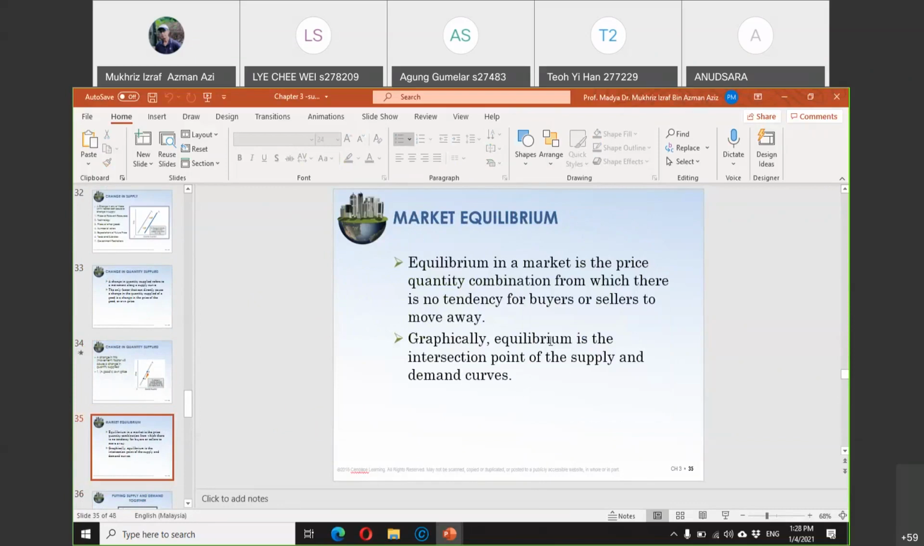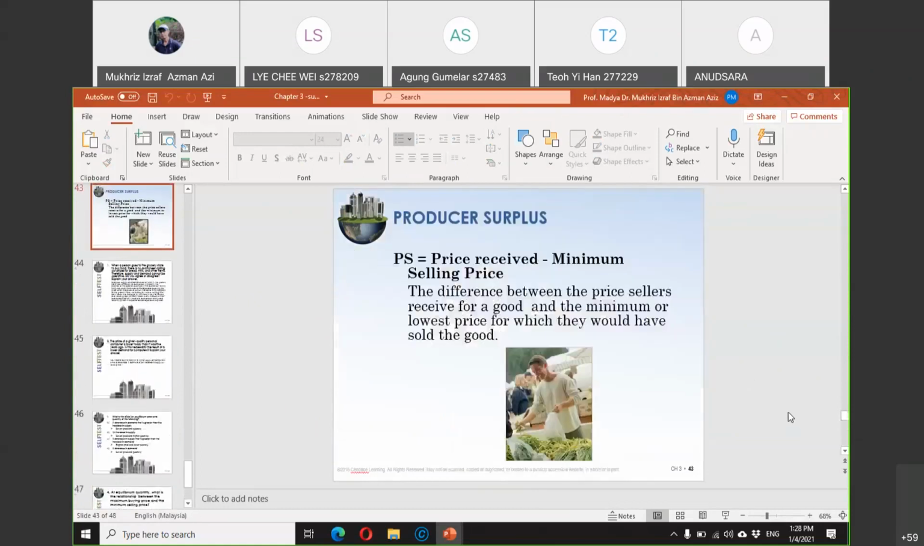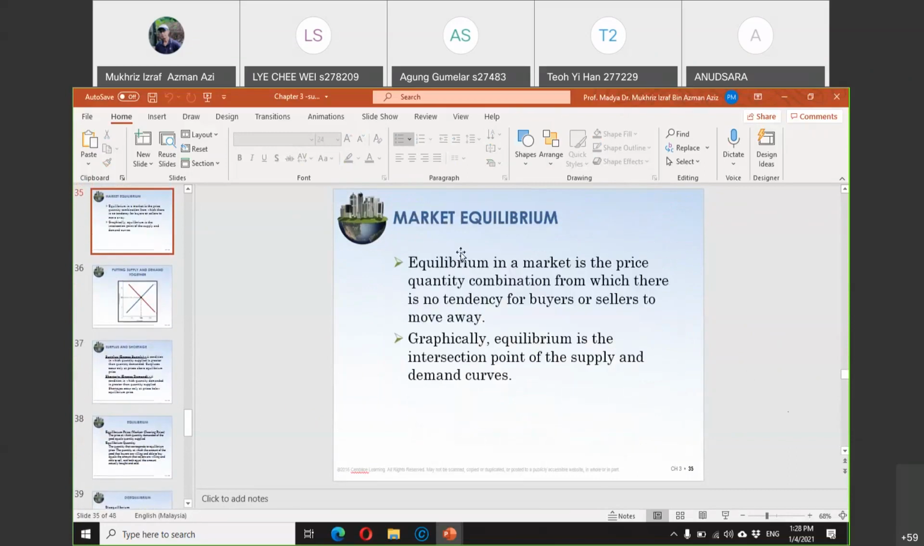And next, we look at market equilibrium. Market equilibrium is basically when demand and supply intersect, when the consumer market demand curve and the supplier supply curve reach an equilibrium point. In terms of the graphical approach, when you draw the graph, it is when the two lines intersect. The intersection point is what we call the equilibrium point.